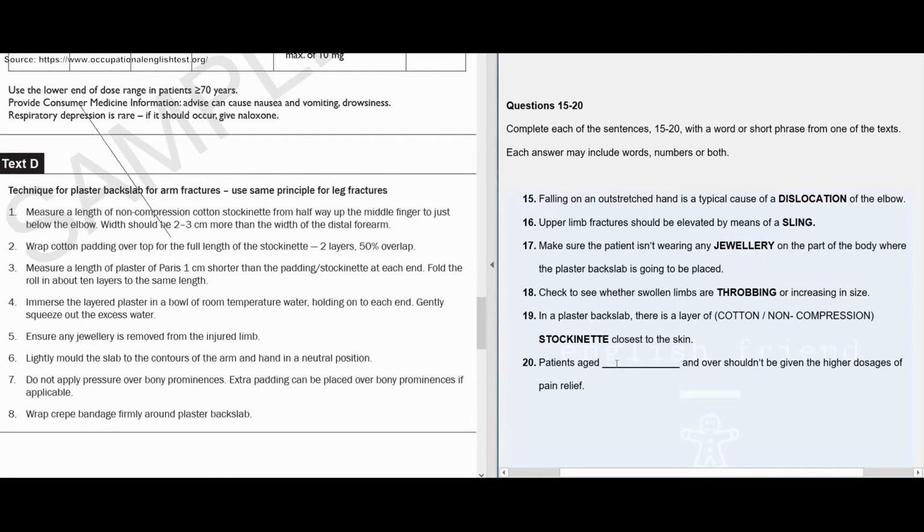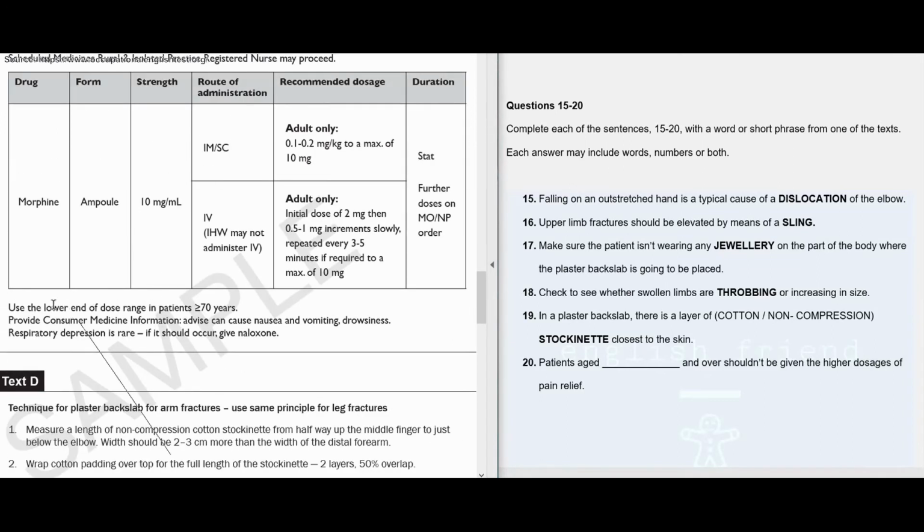Now the last question, question number 20. Patient's age, dash and over should not be given the higher dosages of pain relief. Since it is related to dosages and pain relief, it is in text C. Here, the first point below the table you may find, use the lower end of dose range in patients greater than or equal to 70 years. So our answer is 70, or you may write 70 years.